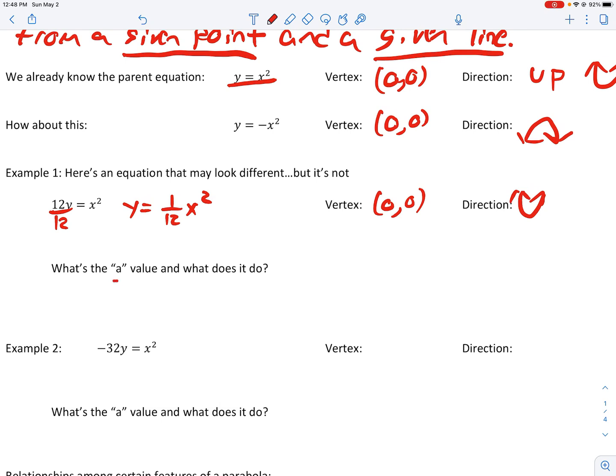And what does the a value do? Well, it's going to make it open up, and since it's a fraction, it's going to be wide. So the a value tells you the direction and how wide or how narrow. Is it very steep, or is it really wide, taking its time growing?